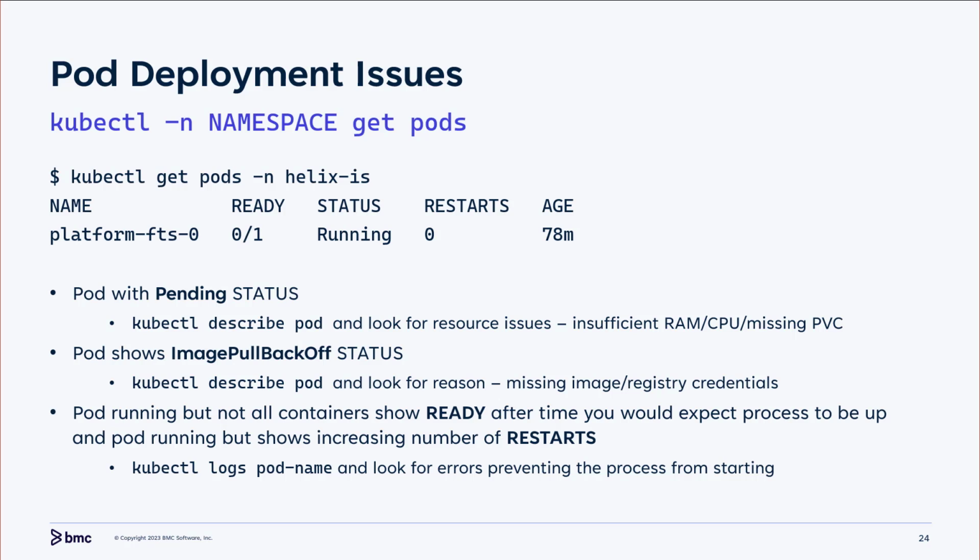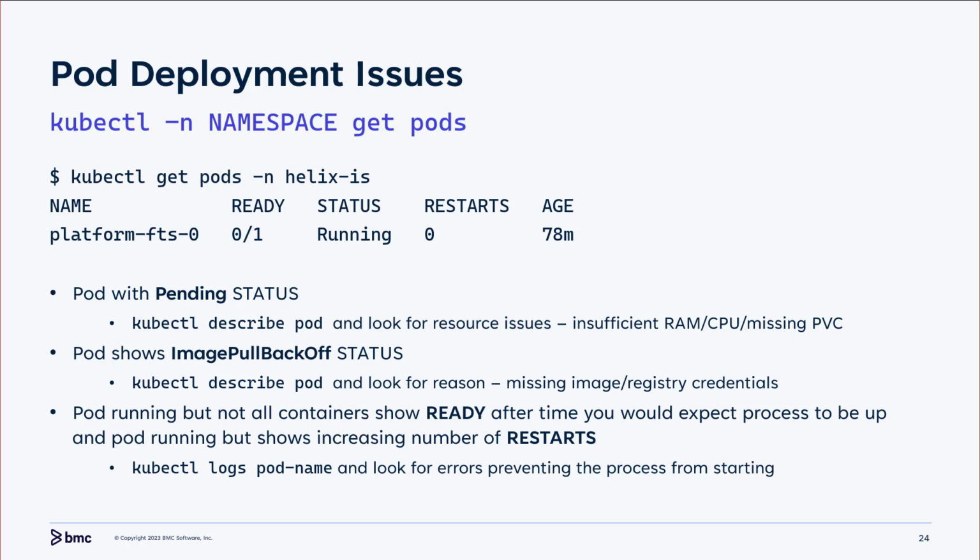So use, for example, here kubectl get pods for your Helix IS namespace, and we can see that the platform FTS pod is running, so the image is there and the container's being created, the pod's being created, but the application itself has not ever become ready, and it's been running for over an hour. So clearly there's something wrong.